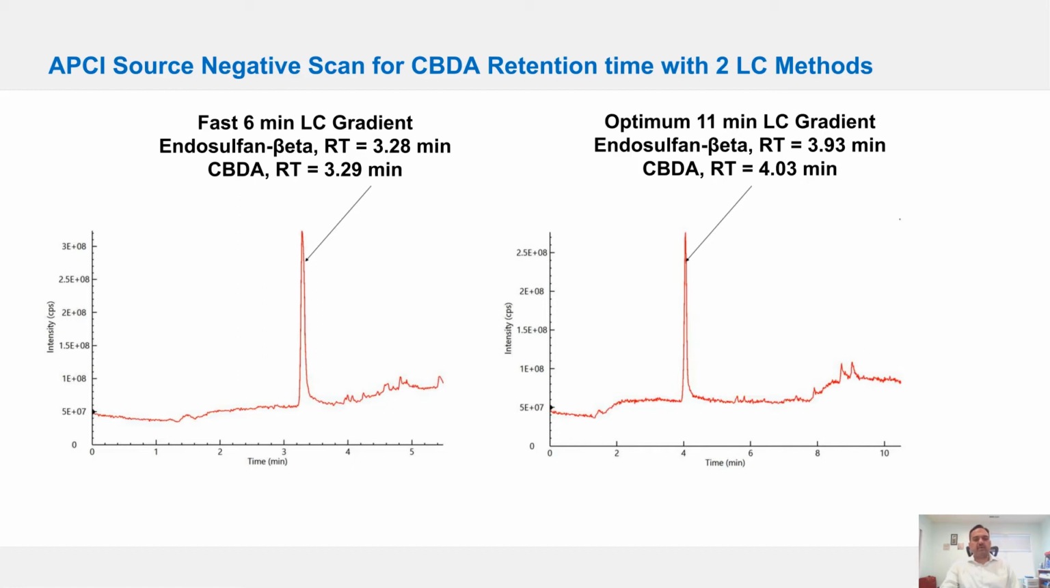So on the left, what you observe is that when we use the fast 6-minute LC gradient method, both endosulfan beta and CBDA co-elute, and therefore CBDA is causing ion suppression effects for endosulfan beta. On the right, when we use an optimum 11-minute LC gradient, then we get base separation of both endosulfan beta and CBDA because their retention times are now different by 0.1 minute. And therefore, this way we were able to reduce ion suppression effects for endosulfan beta just by changing our LC method.